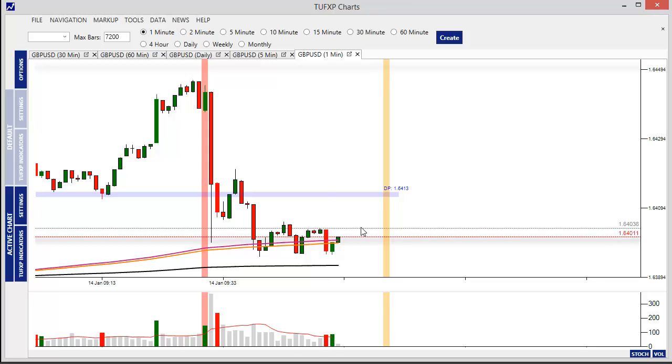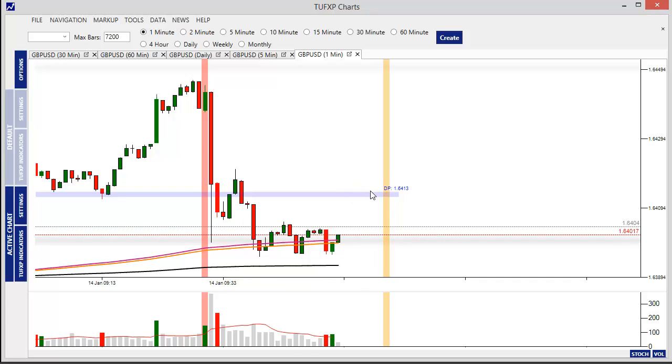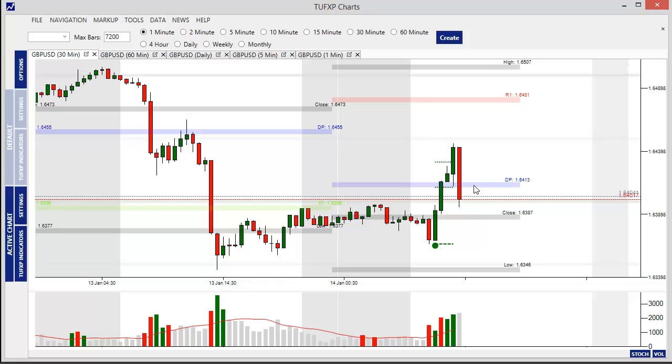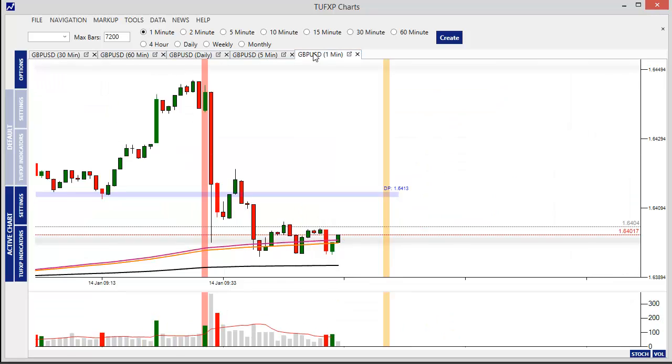So the market's free to move back up, and back up to this line here does offer a potential of 50 pips should the market not move lower. Again, it will have to go through the DP level. We'll just have a look at this on the 30 minutes. It's got to go back through the DP and back up towards the highs there.